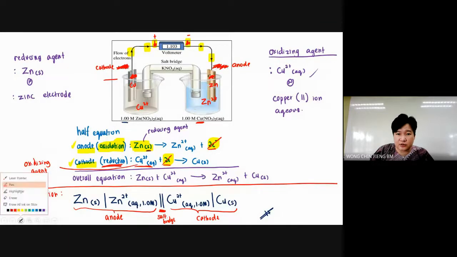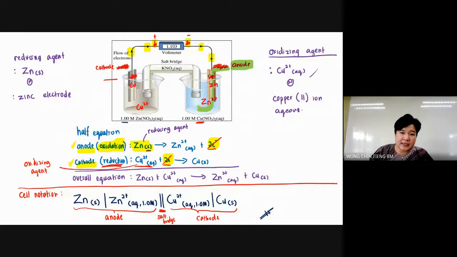Kalau saya terbalikkan lukisan dia sekalipun, kita tetap akan cari anode siapa? Kita tetap akan mula bergerak daripada electrode anode, turun kepada electrolyte, naik lagi ke dalam salt bridge, turun ke dalam electrolyte untuk cathode, naik balik dan berhenti di cathode. That is what I mean. Okay? So it's not about kiri atau kanan. It's about siapa anode, siapa cathode. Okay? Yang tu yang paling penting lah.